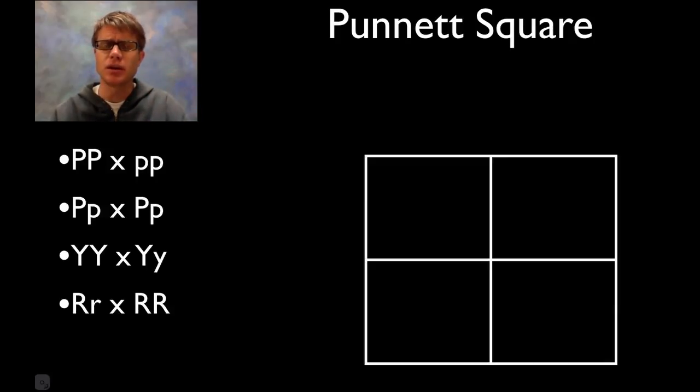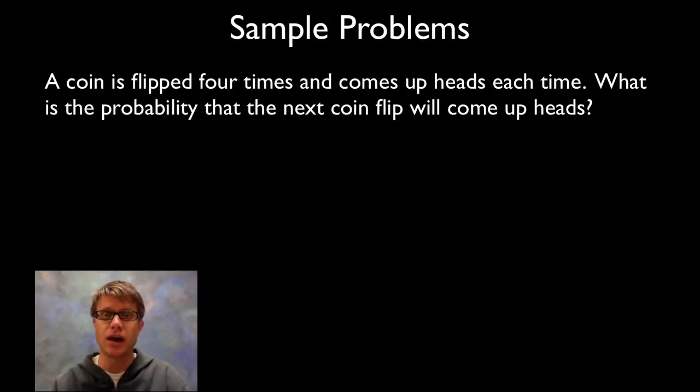And so if you're struggling with the Punnett squares, you may want to always, on a monohybrid cross like this, work it out. When in doubt, work it out. So now let's go through some sample problems.